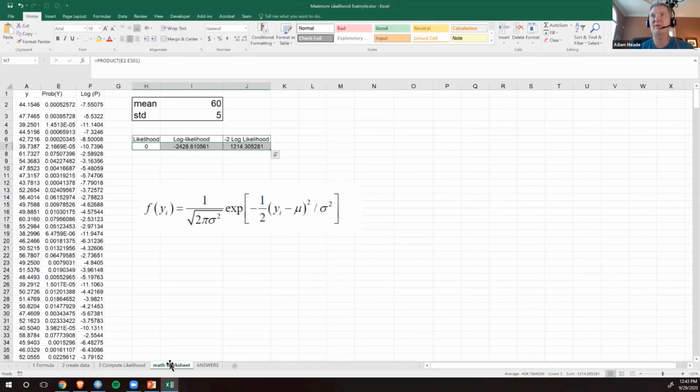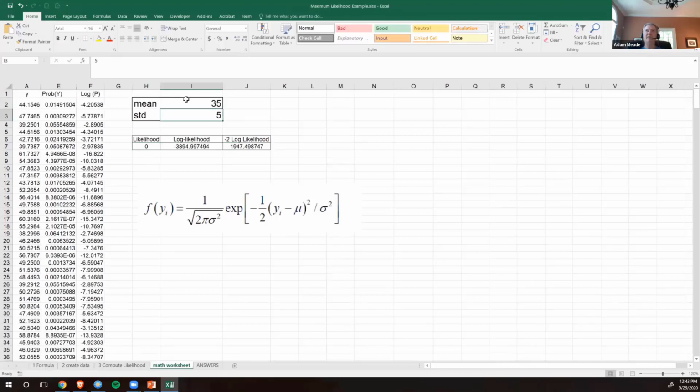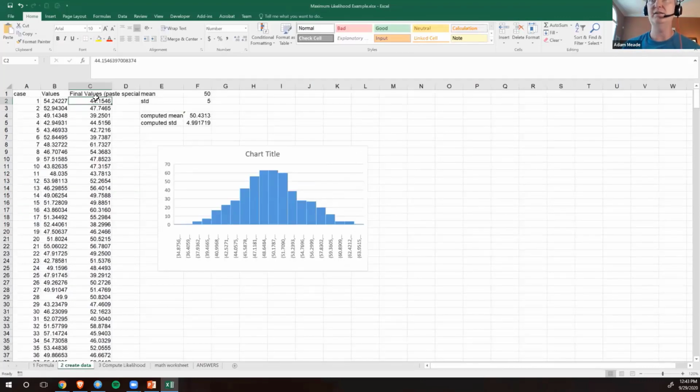All right, how are we going to do that? I'm going to use this math worksheet thing here, and I'm going to put in the first one we're going to try, 35. So we're going to figure out, what I did is I copied over these data right here, like this column.